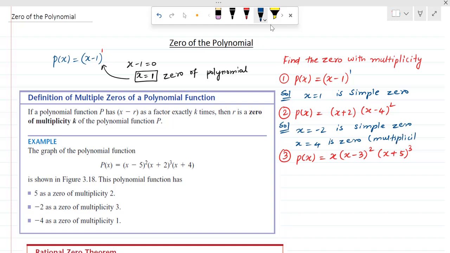This is the meaning of multiplicity. It repeats 2 times. The zero occurs 2 times. x equals 4 is repeated 2 times.